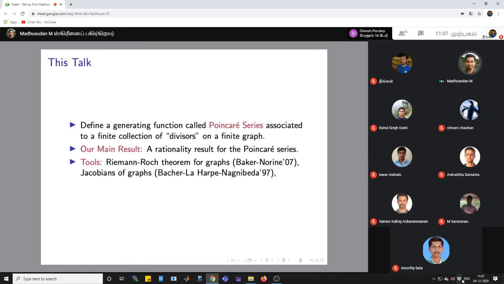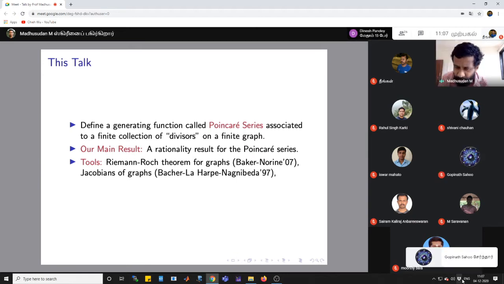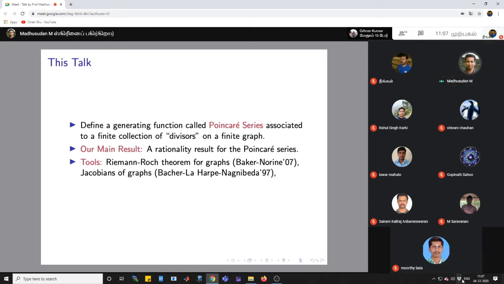This is due to Bacher, de la Harpe, Nagnibeda, to the best of my knowledge, from 97. Maybe there were precursors to this, it's plausible, but this is one of the early references, as far as I know, to this object, the Jacobian of a graph. At least they call it the Jacobian.